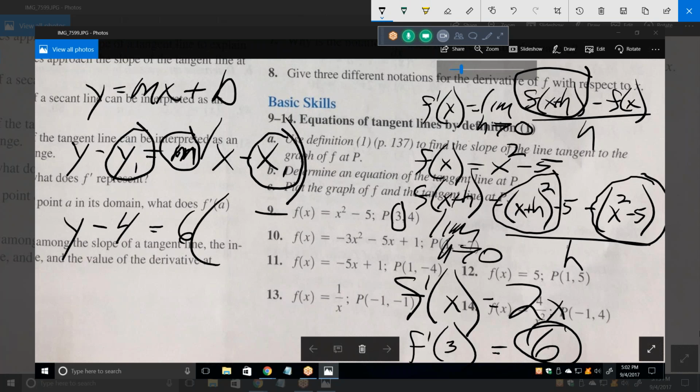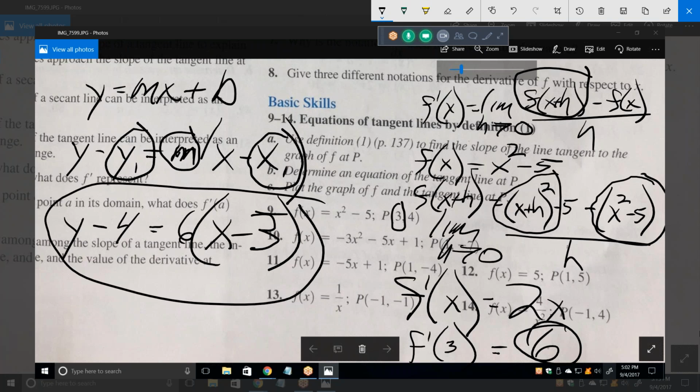But we know that slope is 6. And what's the rest of it going to be? What's x minus x sub 1? X minus 3. And that's actually the answer. In other words, you don't have to put it into y equal mx plus b format. Because you're using point-slope format so much more frequently in calculus, this is considered a final answer. You don't have to distribute it or anything. You could give that answer and you would not lose points. And it's pretty much that easy.